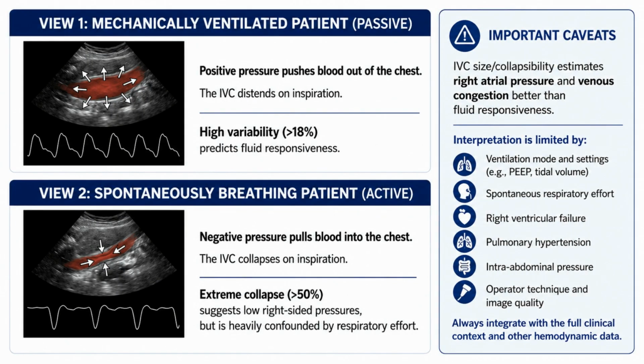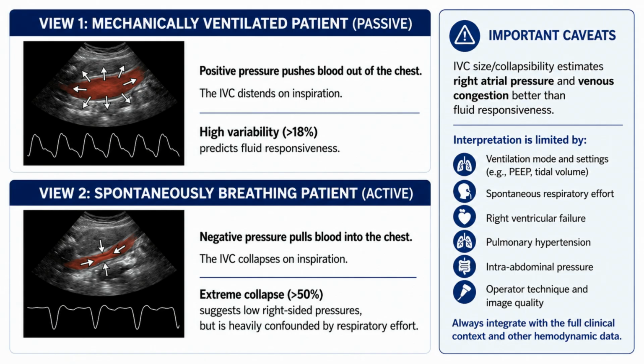Inferior vena cava ultrasound is attractive because it is quick, but interpretation depends heavily on physiology. In a mechanically ventilated passive patient, positive pressure pushes blood out of the chest during inspiration, and the inferior vena cava may distend. High variability can suggest fluid responsiveness in selected conditions.